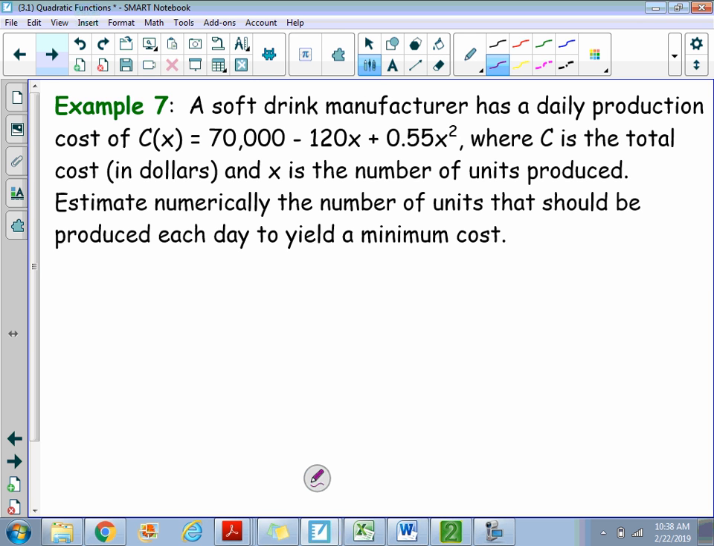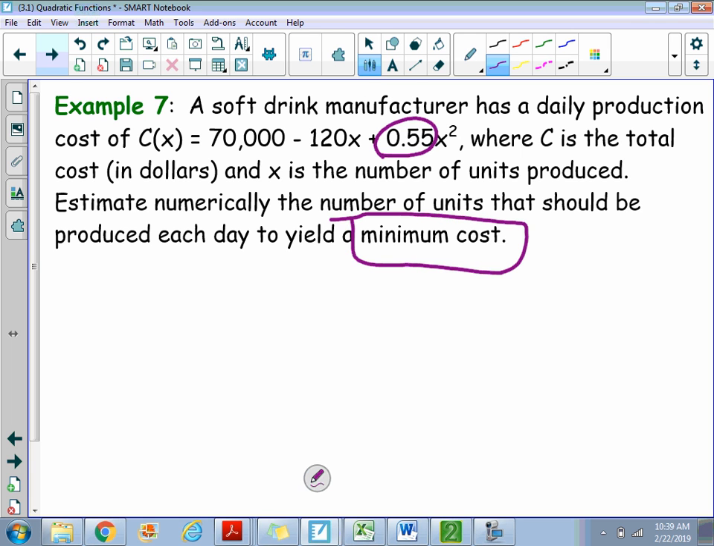All right, a soft drink manufacturer has a daily production cost of that, where C is the total cost in dollars and X is the number of units produced. Estimate numerically the number of units that should be produced to yield a minimum cost. So why should it be a minimum cost? Because A is positive, so it's going to be a minimum. Be careful, guys. This is your A.